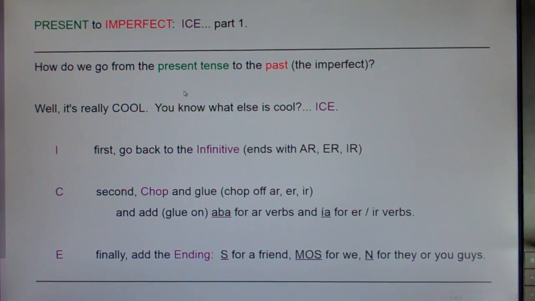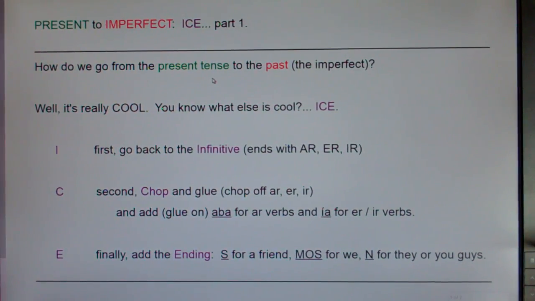All right. So how do we go from the present tense to the past tense? Well, it's really cool. Everybody say, it's really cool. It's really cool. And you know what else is cool? Ice. Get it? It's cool. Ice is cool. All right.